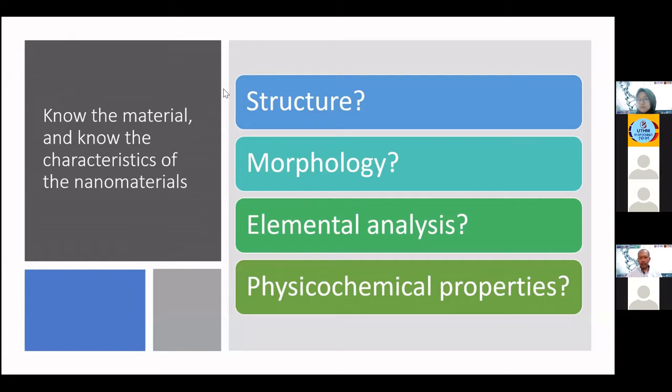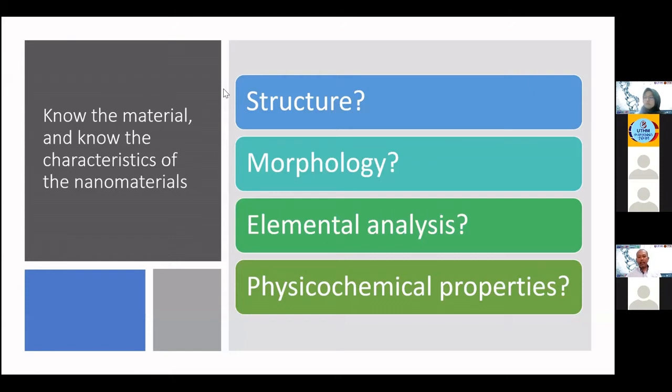So what is the characteristic? Characteristic is the behavior, ciri-ciri. Characterization is pencirian. Characterization of materials, pencirian bahan. Characteristic is ciri-ciri, sifat-sifat sesuatu bahan. So those are the characteristics that you need to know. I'm saying typical because some of the materials have other important characteristics. It depends on each type of material.